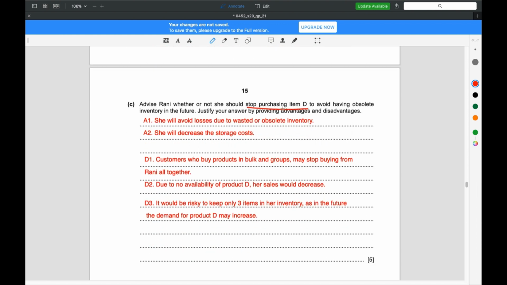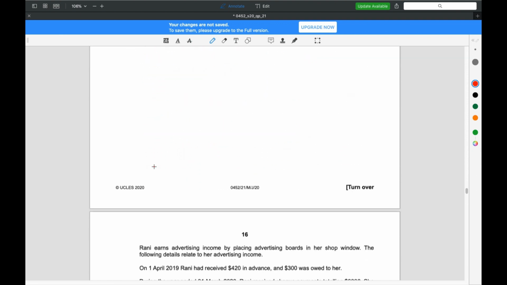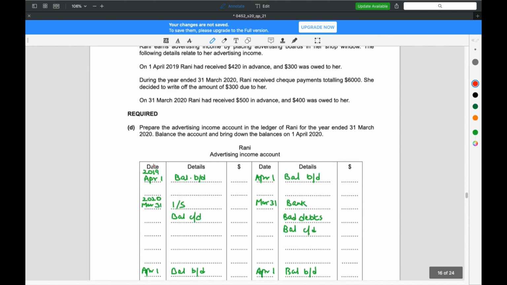You have to give your conclusion as well, right? So in my opinion, because I've written down more disadvantages, I would say that she shouldn't stop buying item D, right? Because she would be giving away a lot of sales, and if the demand increases, then, well, that would be a bummer for her.